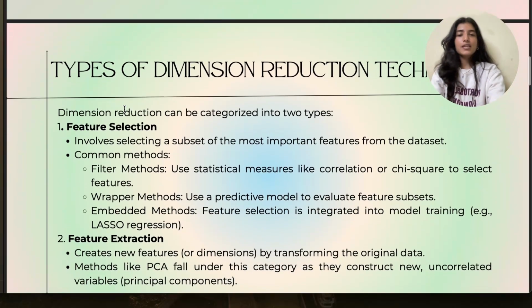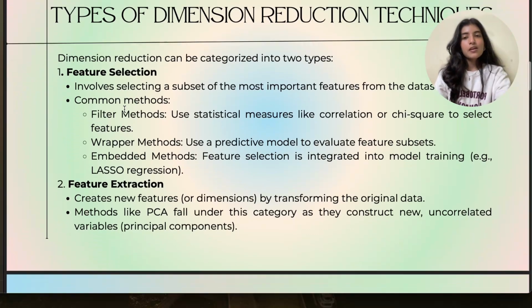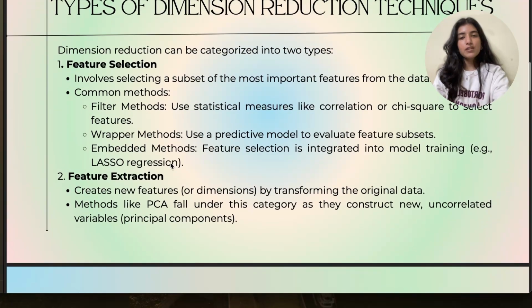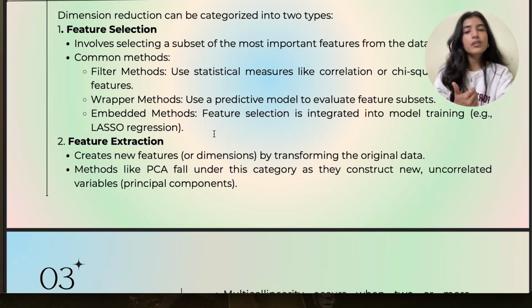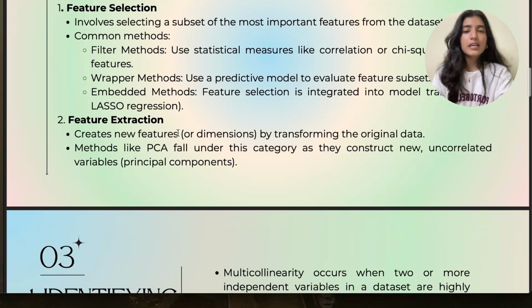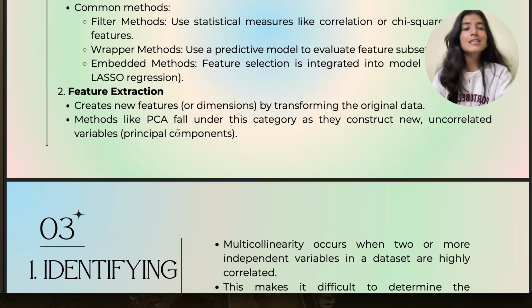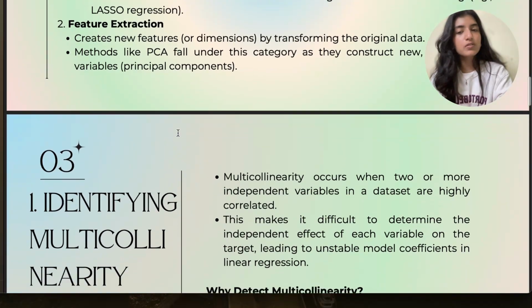Here we have the types of dimension reduction techniques: feature selection and feature extraction. Feature selection involves selecting a subset of the most important features from the dataset. Feature extraction creates new features by transforming the original data. Methods like PCA fall under this category, as they construct new uncorrelated variables.